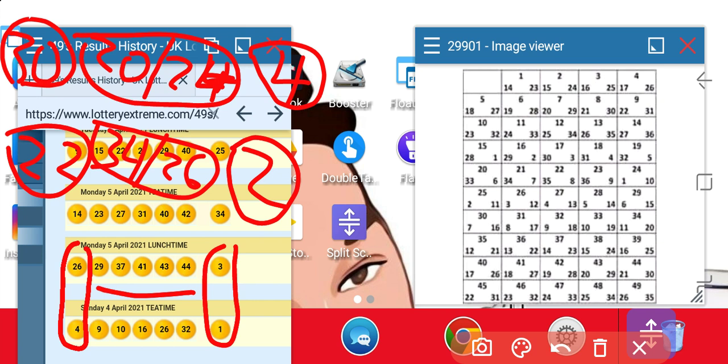But look at this one. First of all, we start with these 2 numbers. We look at these 2 numbers. After we look at these 2 numbers, we don't even compare them to the ones there.